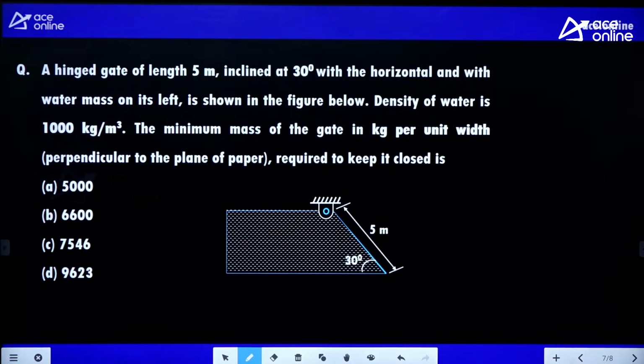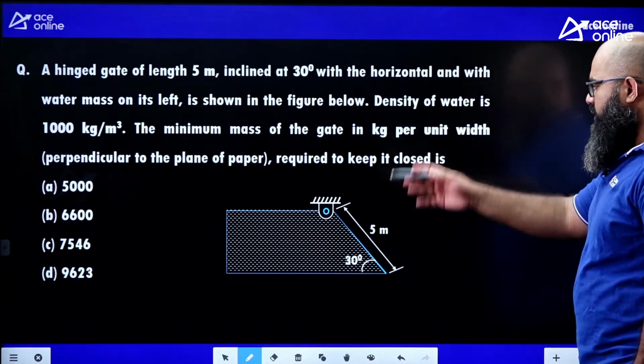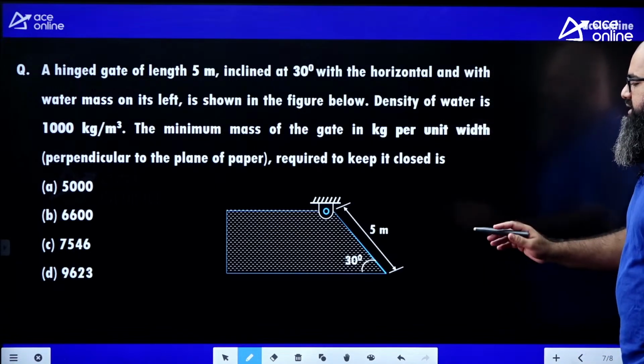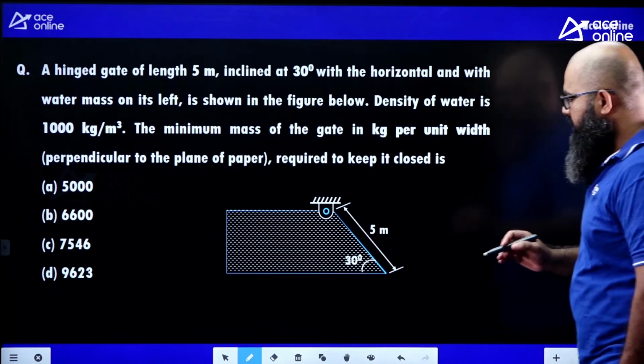The question says a hinged gate of length 5 meter inclined at 30 degree with the horizontal and with a water mass on its left is shown in the figure below. Density of water is 1000 kg per meter cube. The minimum mass of gate in kg per unit width perpendicular to the paper required to keep it closed is equal to how much? Options are also given. Answer is in kg and the width of this gate perpendicular to the screen is equal to 1 unit.